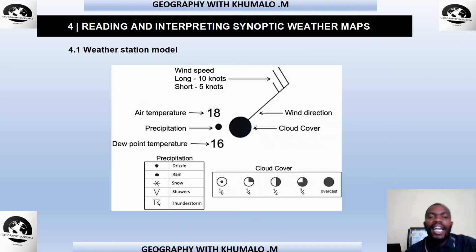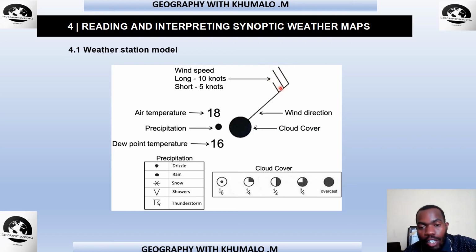Now, then we look at how to interpret synoptic weather maps. Now we start with the weather station model. We are going to find a diagram like this. Now this circle represents cloud cover. This long line represents the wind direction. The smaller lines there represent the wind speed, which is measured in knots. A shorter line means 5 knots. A longer line is 10 knots.